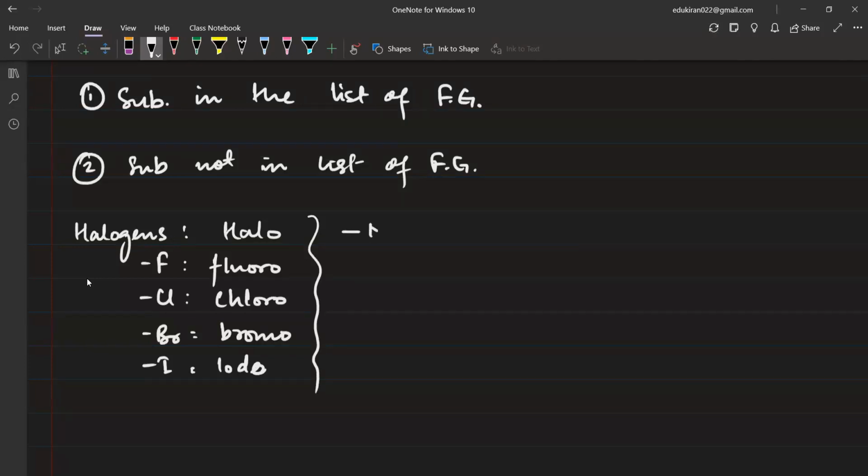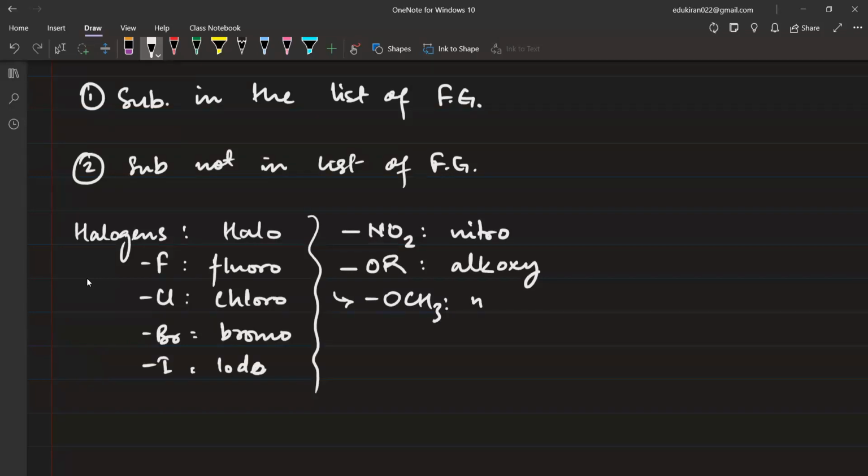Then you have some others, for example NO2. NO2 is nitro. And then you have OR. OR is alkoxy. What is the meaning of alkoxy? For example, write an example here. For OR, you can have OCH3. R is any alkyl group. So you'll have OCH3, for example. Now, CH3 means meth, so methoxy. For example, if you have OCH2CH3, this will be ethoxy. Eth is for the 2 carbons, and oxy.